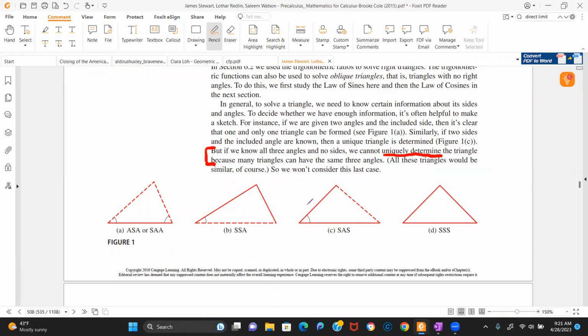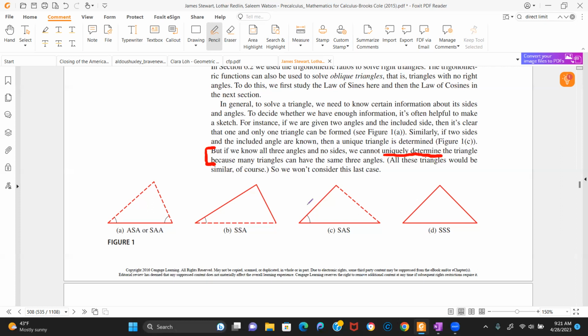Imagine I give you a triangle and the measures of the three angles in it, and the question is, can you determine the lengths of the sides? The answer is no, you can't uniquely determine them, because there are many triangles with the same three angles. If I give you one triangle with the given angles, I can stretch all of its sides by the same amount, and that gives me a completely different triangle with the same angles. So try to visualize that in your head.